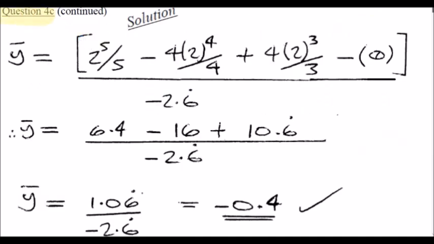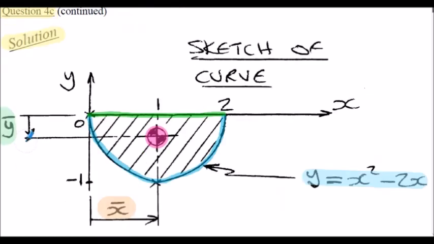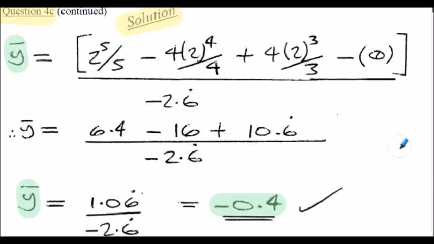Question 4c, solution continued. Continuing to calculate y bar, and it evaluates to negative 0.4. We expect it to be negative from our sketch because the area is below the x-axis. So now we've calculated the location of the centroid in both the x bar and y bar sense.